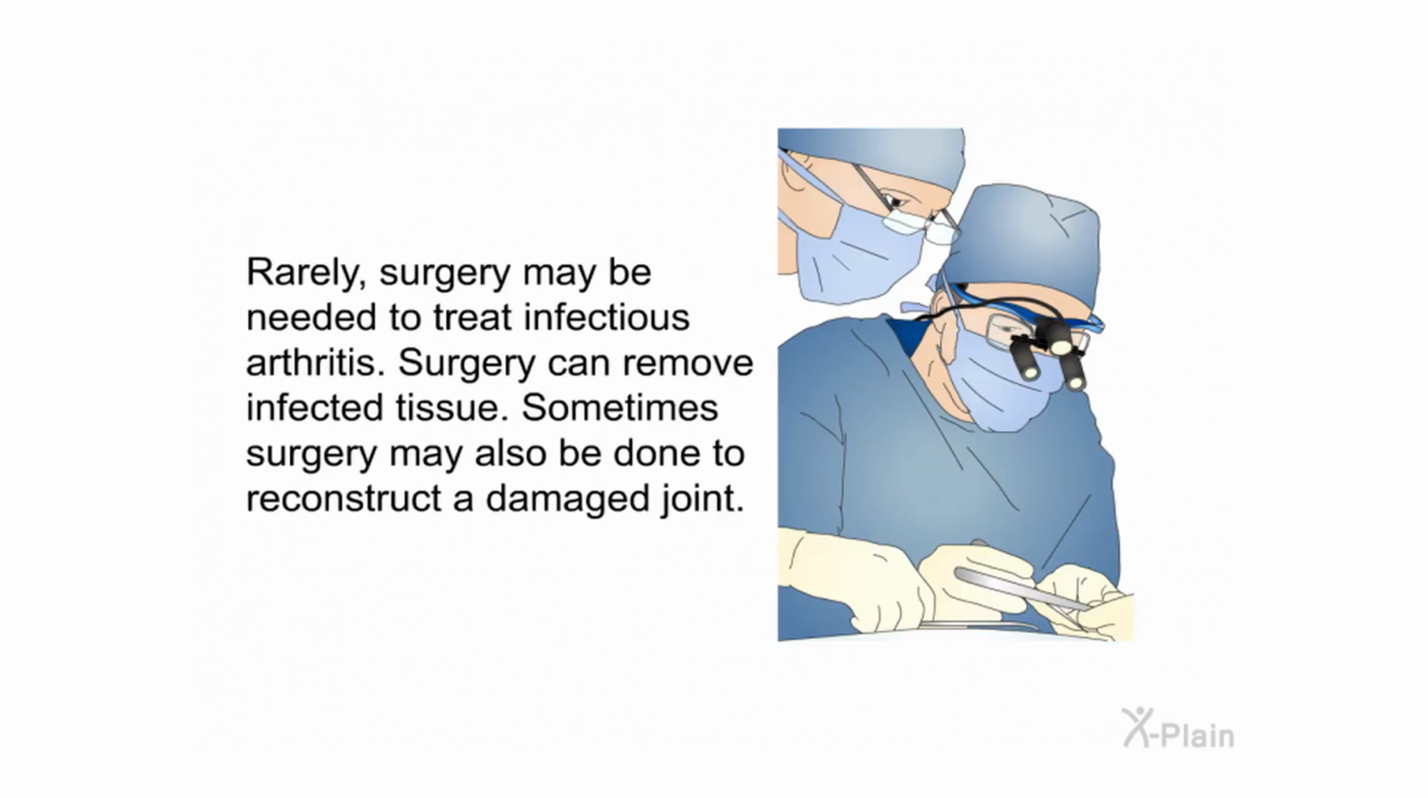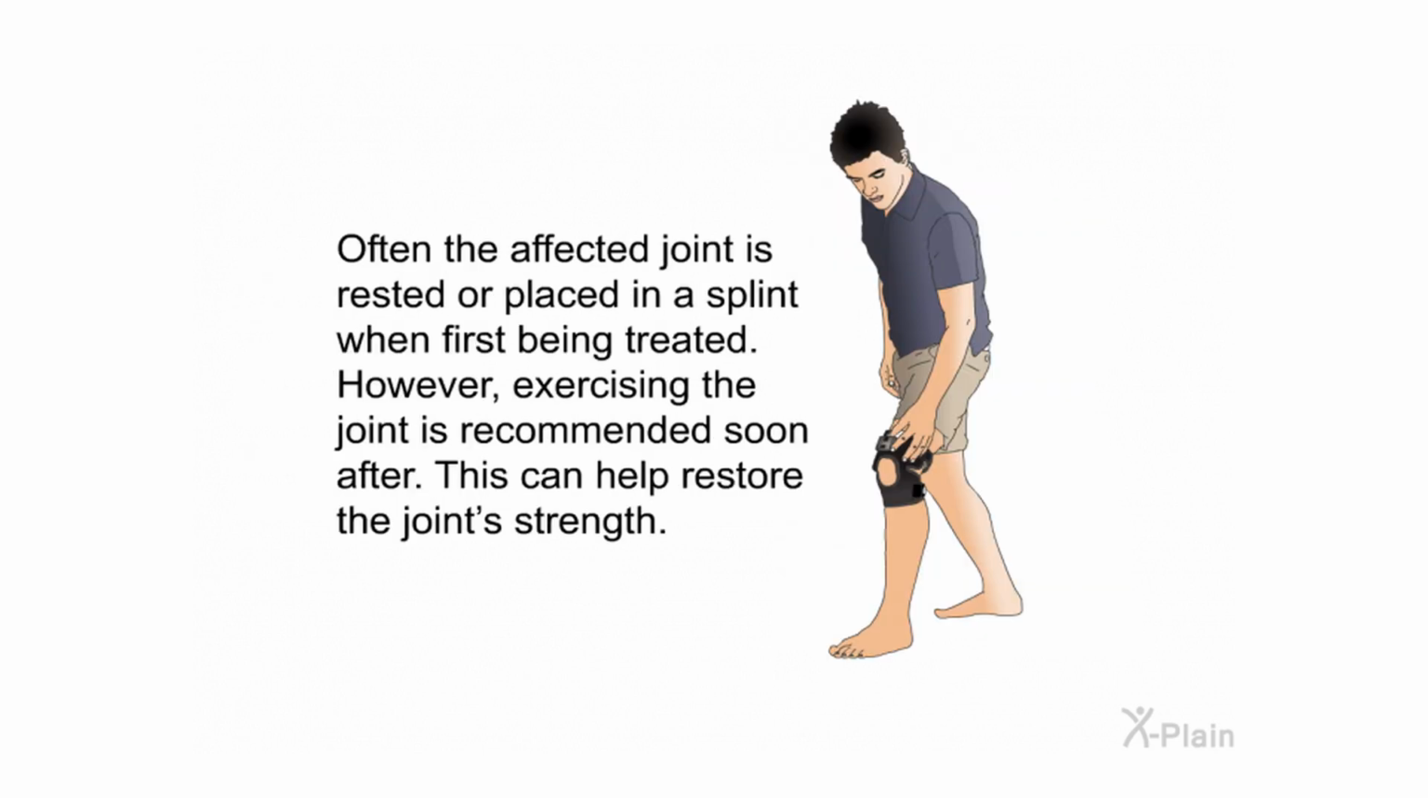Rarely, surgery may be needed to treat infectious arthritis. Surgery can remove infected tissue. Sometimes surgery may also be done to reconstruct a damaged joint. Often, the affected joint is rested or placed in a splint when first being treated. However, exercising the joint is recommended soon after. This can help restore the joint's strength.